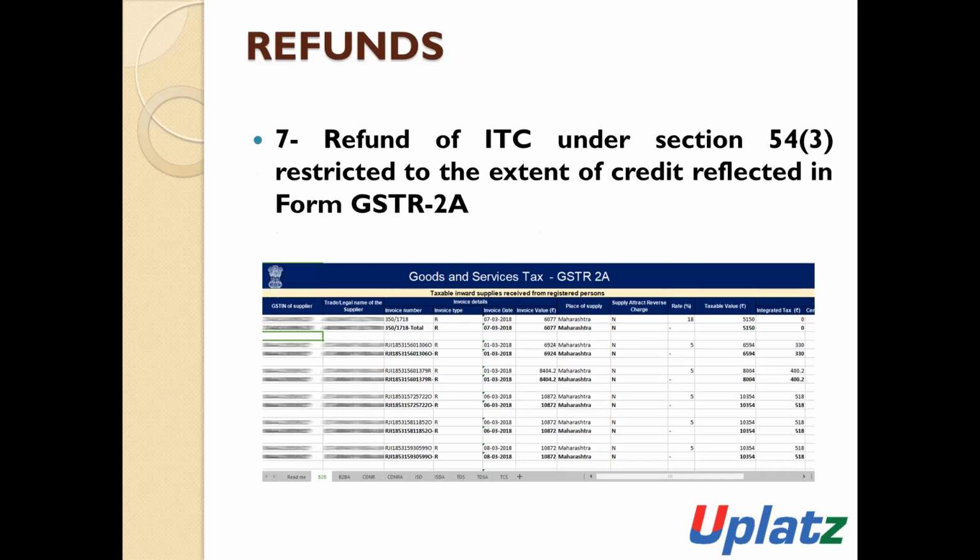Now we will discuss the refund of ITC under Section 54 subsection 3, restricted to the extent of credit reflected in Form GSTR 2A.